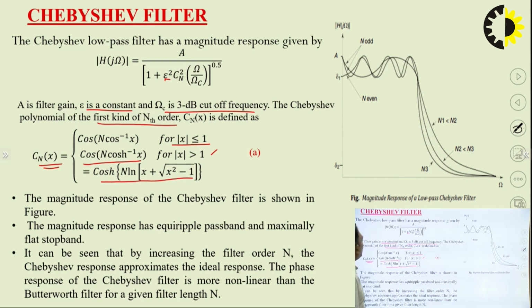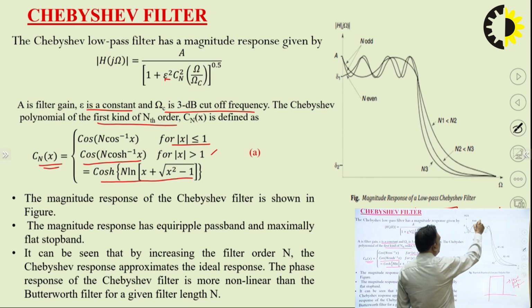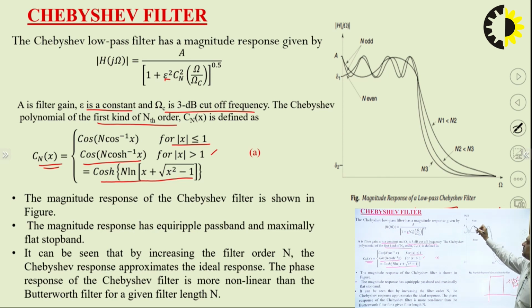Now we will see the magnitude response of a Chebyshev low pass filter. This is the ideal low pass filter response. But the practical response which we get through a Chebyshev filter is like this. You can see we are having ripples here, these are the ripples in the pass band, and this is the stop band. The ripples are in the pass band, and the stop band is flat. So in the Chebyshev filter you obtain an equiripple pass band and a maximally flat stop band.